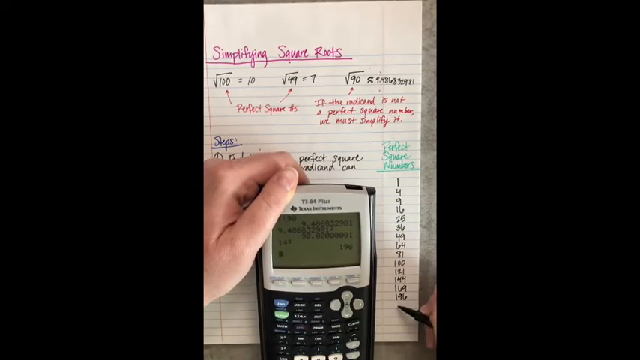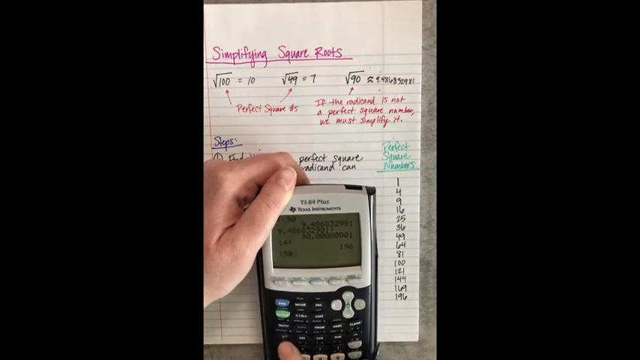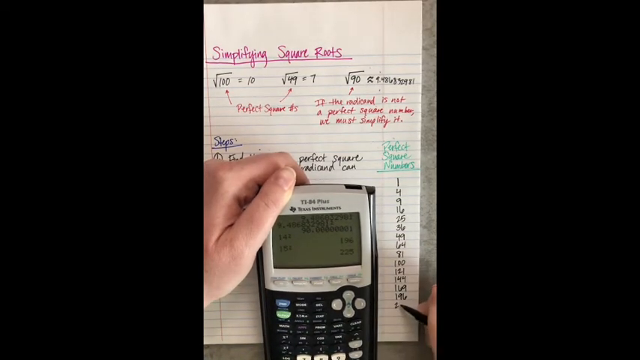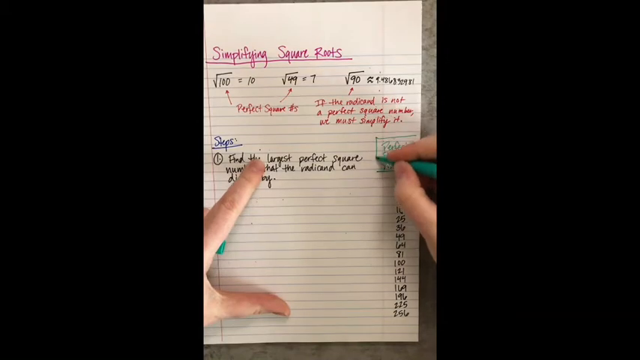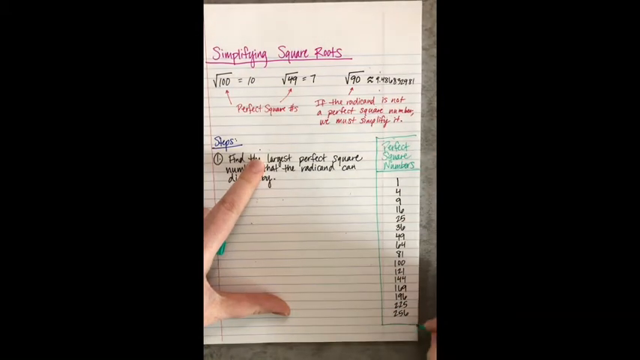196. 15 squared is 225. And then 16 squared is 256. Now, we could keep going, but that is a pretty decent sized list right there. You're going to refer back to these numbers quite a bit, okay?